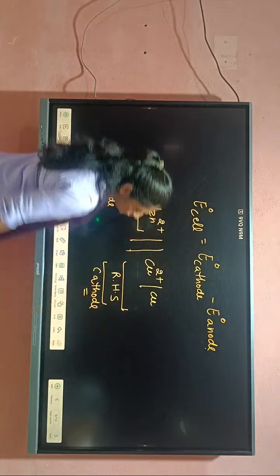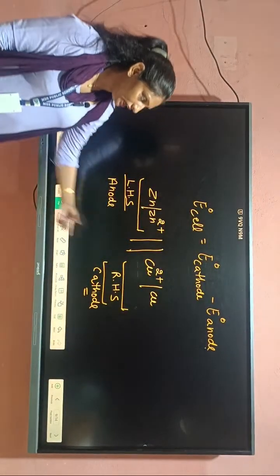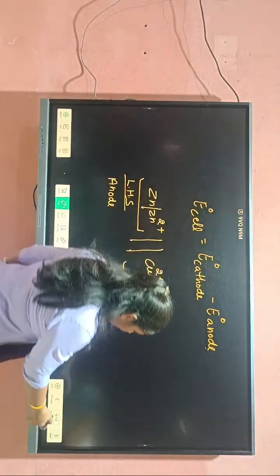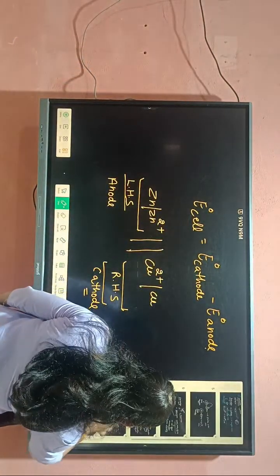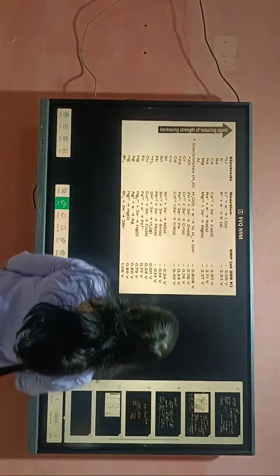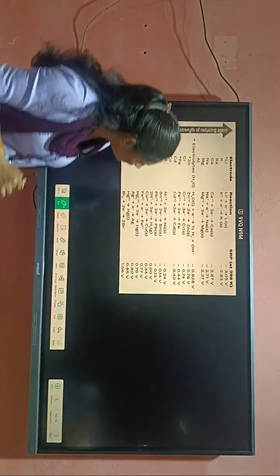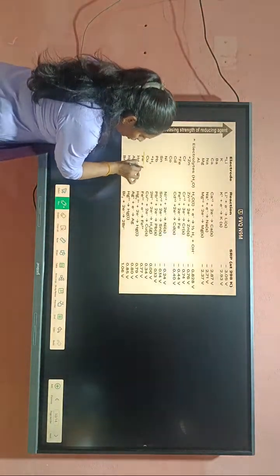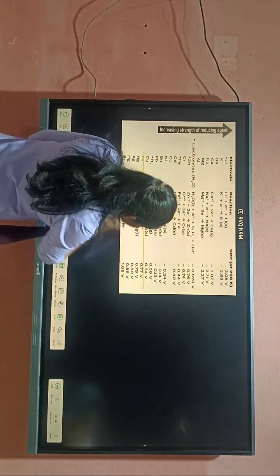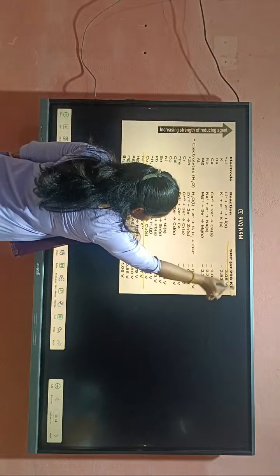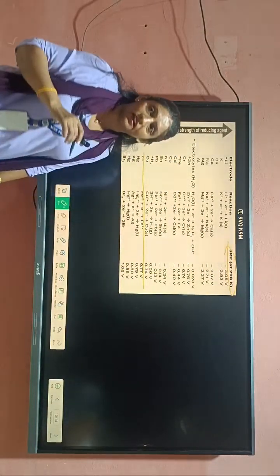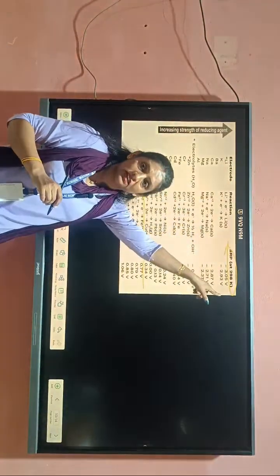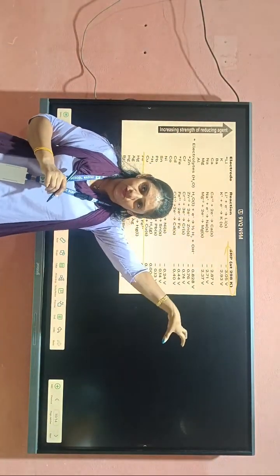So students, for this, we should know about the electrode potential. For that we have a table. Here you can see for copper, this one is the SRP. SRP means standard reduction potential. In this table, only reduction potentials are given to us, not oxidation potentials.